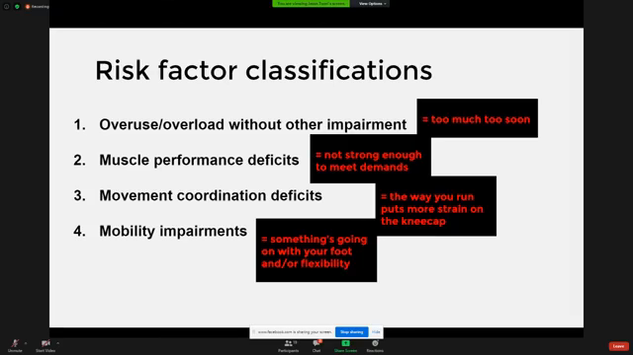And mobility impairments would be something going on with your foot and/or some other flexibility. This is kind of the grab bag of the categories.